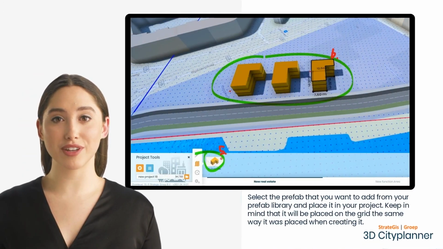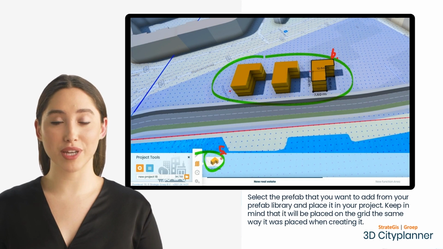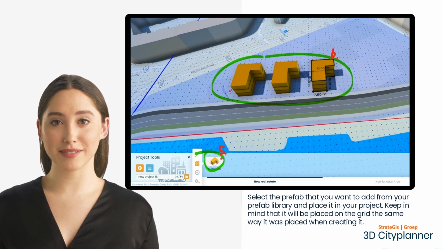Now we can add the prefab to the project. Select the object you want to add from your library and place it in your project. Keep in mind that it will be placed on the grid the same way it was placed when creating it. To place it on a different orientation, realign your grid beforehand.